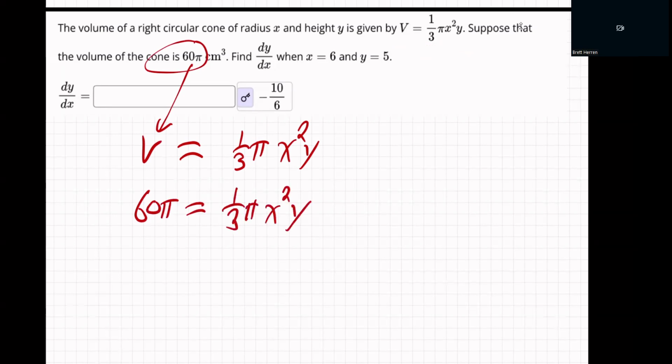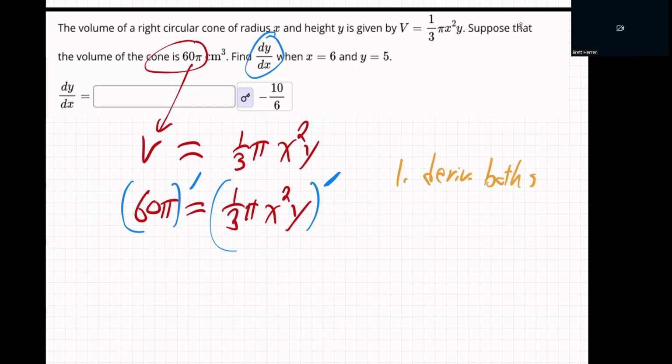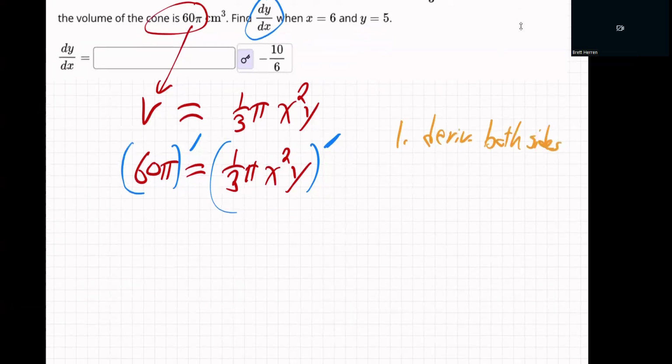Okay. And what do they want? They want us to find dy/dx. So what are we going to do? We're going to take the derivative of both sides, right? So we'll do that. So step one, derivative for both sides.